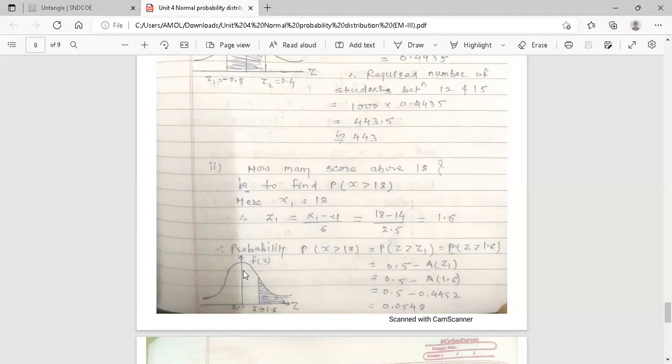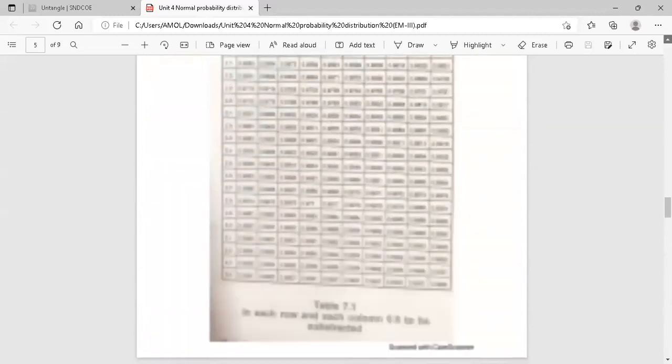How to find the area of this shaded portion? The complete area from Z equal to 0 to the right hand side is 0.5. And then from this area, you subtract the area of Z1, 1.6. It is nothing but the area of the shaded portion. So the formula is 0.5 minus area of Z1. Area of Z1 is this blank region of the RHS side. If we subtract this area from the complete 0.5 area, then we have the area of the shaded portion. So it is equal to 0.5 minus area of 1.6. Now the area of 1.6 you can calculate from the normal distribution table.